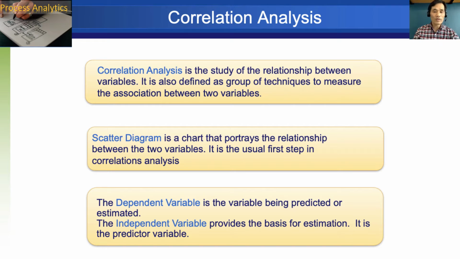Dependent variable is the variable being predicted or estimated. It's usually affected by independent variable. The independent variable or a factor provides the basis for estimation. It is a predictor variable.